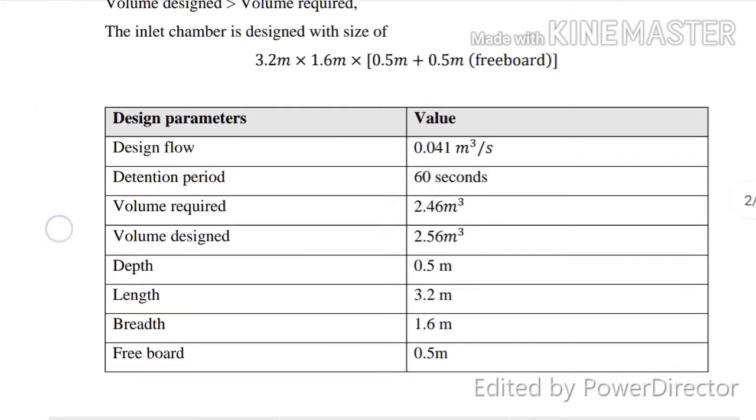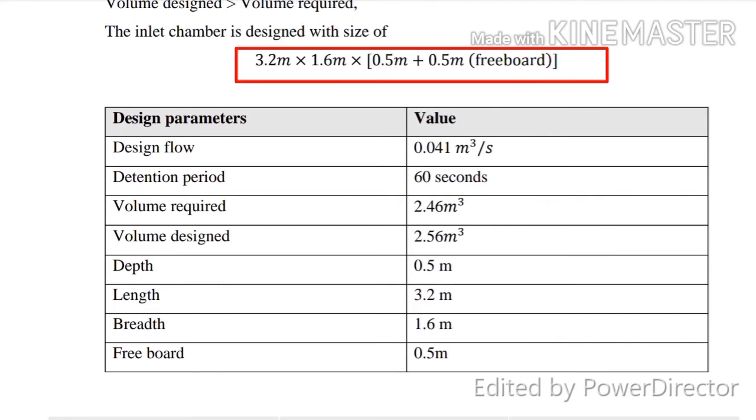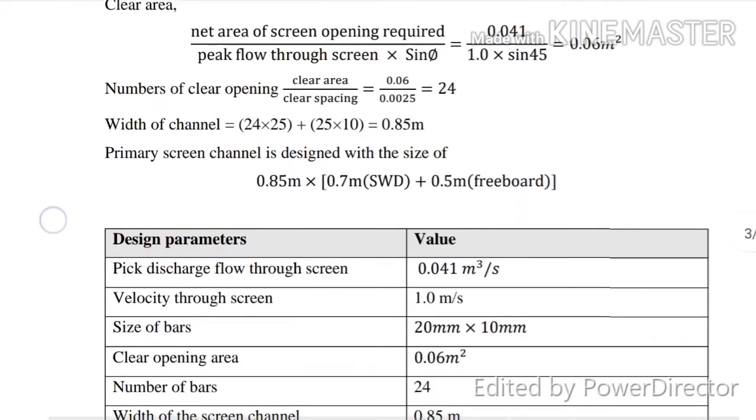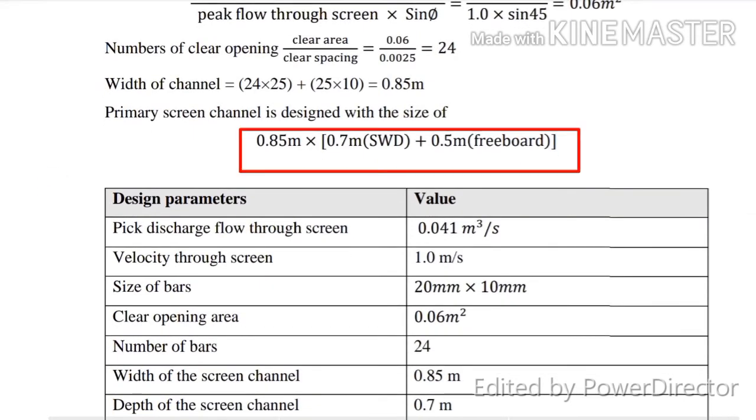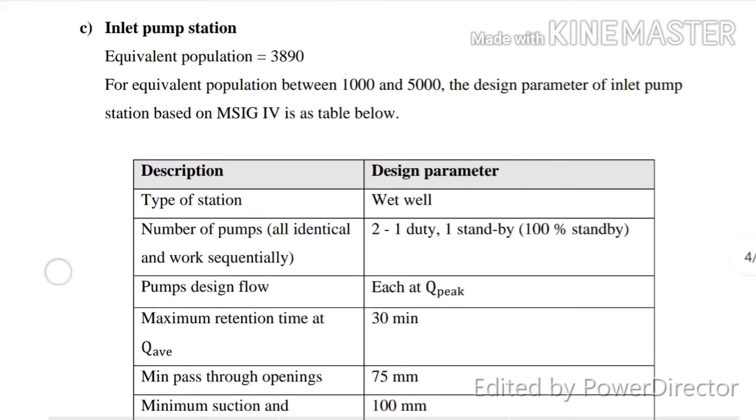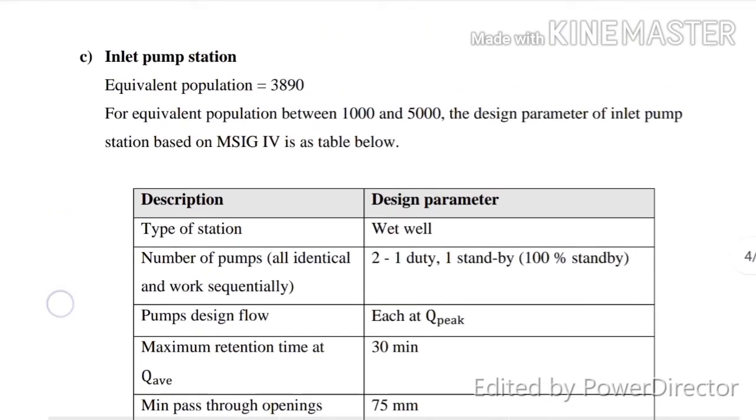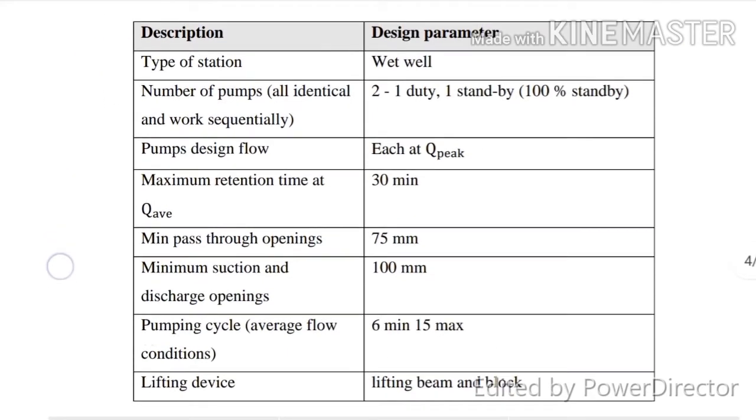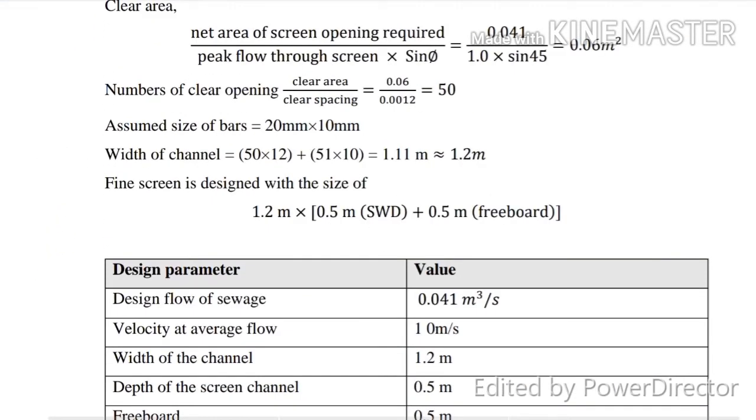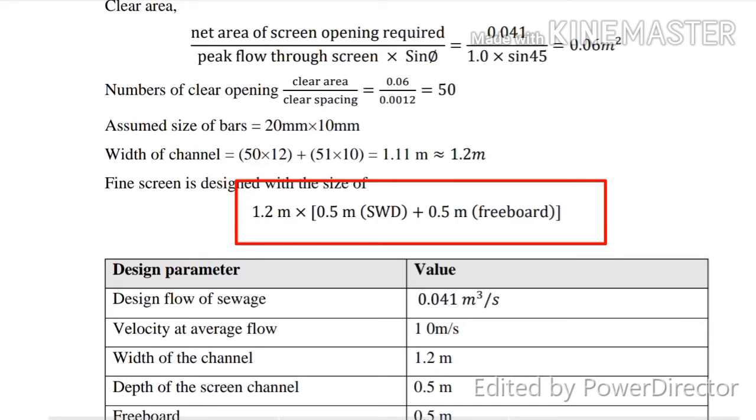For the inlet chamber, the size is 3.2 meter times 1.6 meter times 0.5 meter plus the freeboard. The next is the primary screen. The size of the primary screen is 0.8 meter times 0.7 meter plus 0.5 meter of freeboard. Next is the inlet pump station. For the inlet pump station, we follow the Malaysian Sewerage Industry Guidelines, as shown here. Next is the secondary screens. The size is 1.2 meter times 0.5 meter plus 0.5 meter.